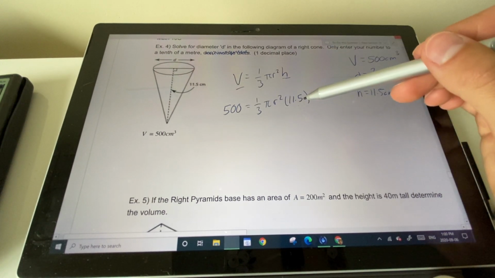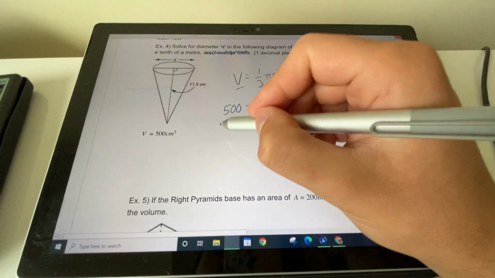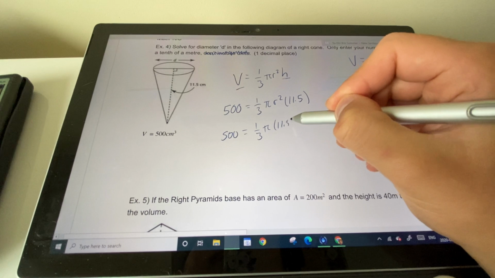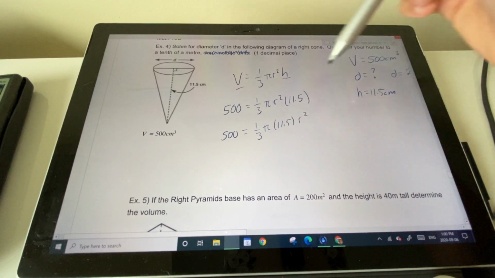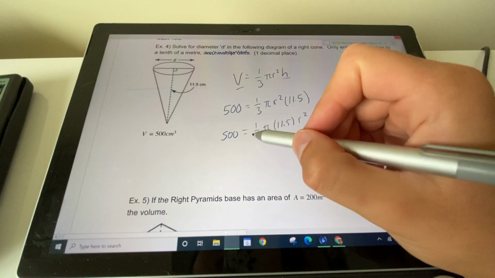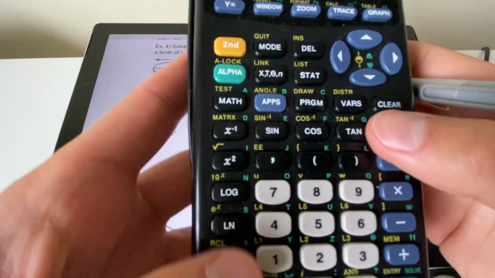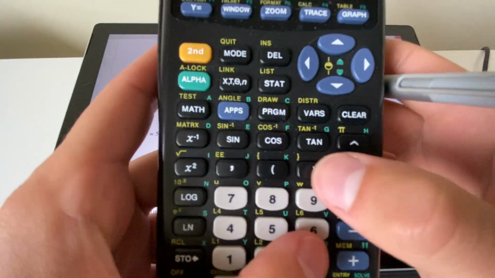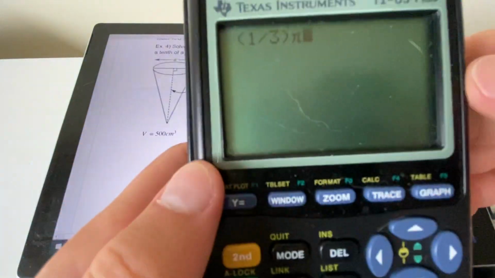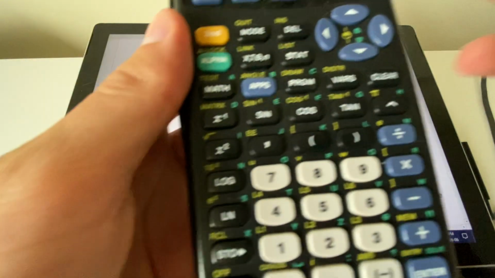Now again, simplify this a little bit. Combine all the numbers you can. Remember, they're all multiplying, so we can move it around a little bit. This will be 1/3 times pi times 11.5 r squared. Okay, remember, if it's multiplication, you can flip-flop the numbers. Let's plug this into our calculator and see what we get. So remember, I'm going to bracket that 1/3 in my calculator. So I get 1/3, okay? Pi, so second pi. And then times 11.5.